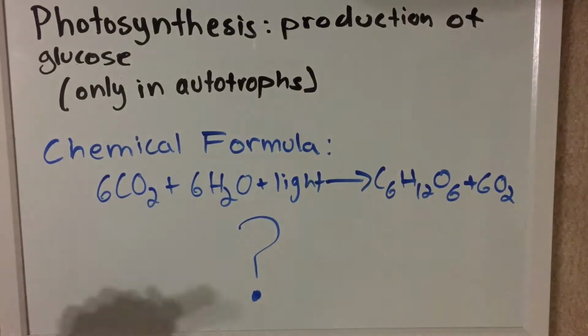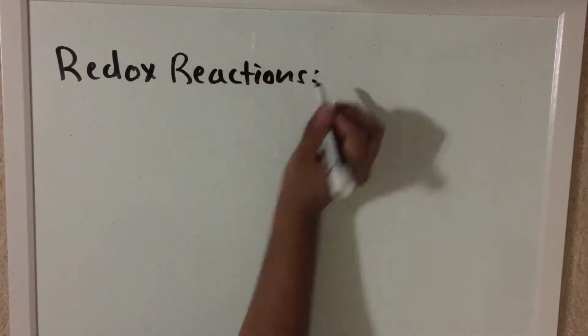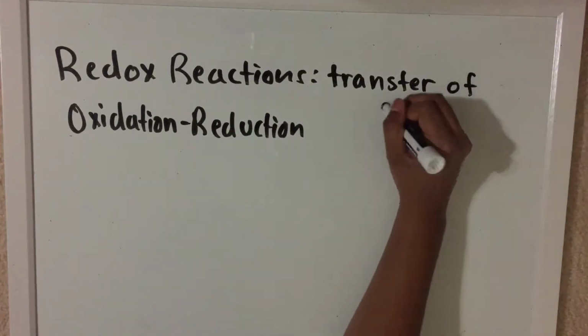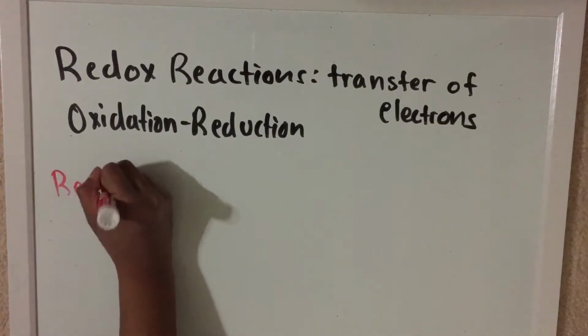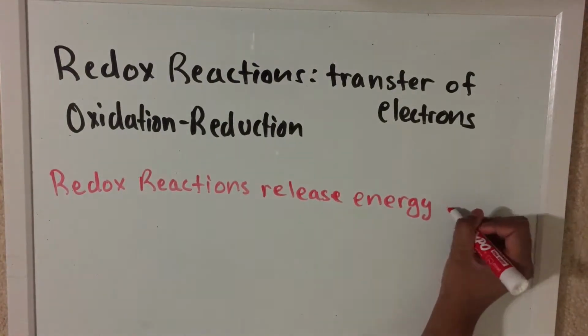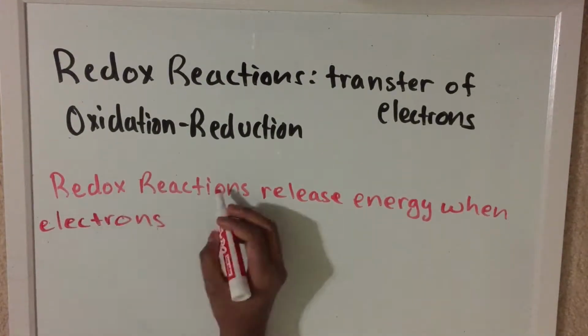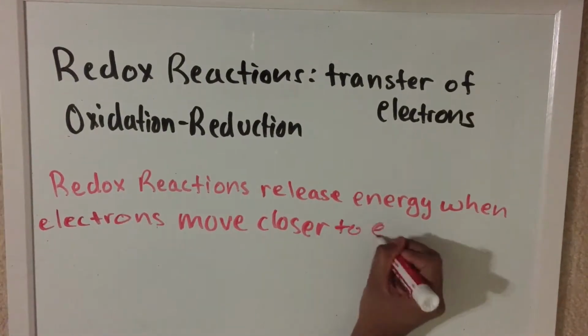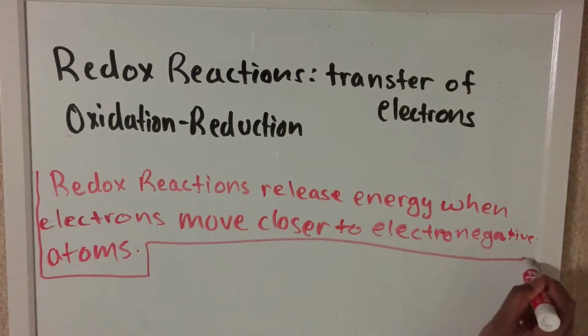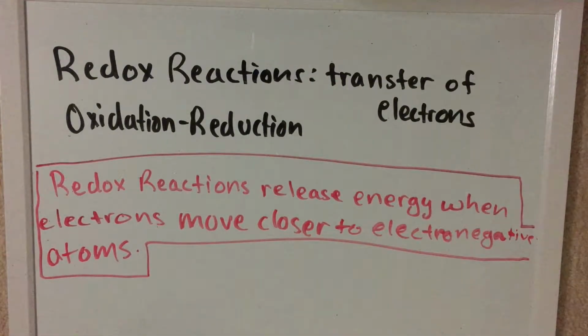But where does everything come from and go? Before we go into details, let's talk about redox reactions. They're also called oxidation-reduction reactions. They are the transfer of electrons. Redox reactions release energy when electrons move closer to more electronegative atoms. It's the most important information. Both photosynthesis and cellular respiration allow the transfer of electrons, thus providing us with energy, ATP.